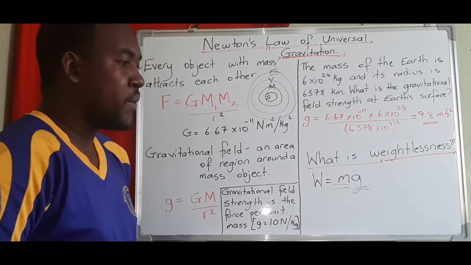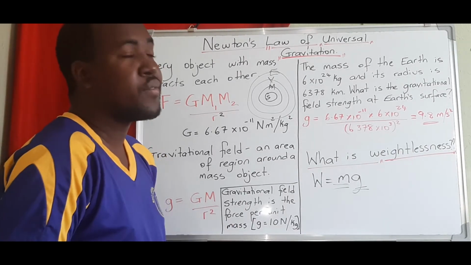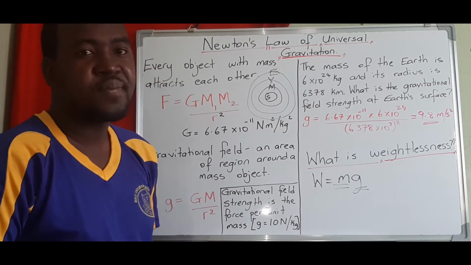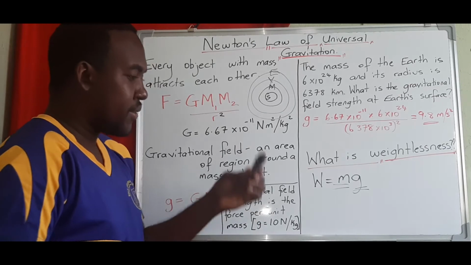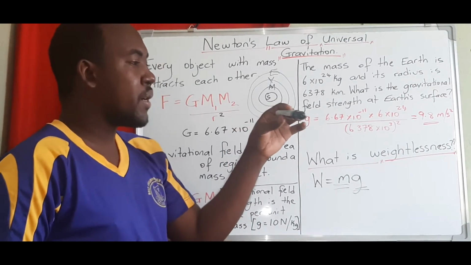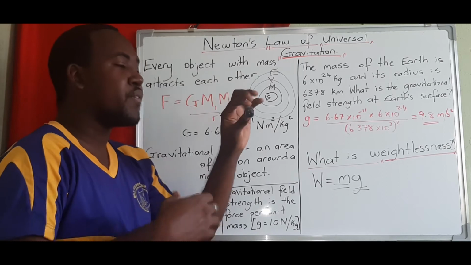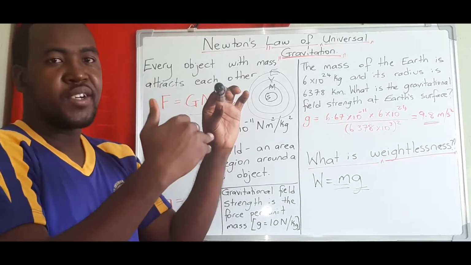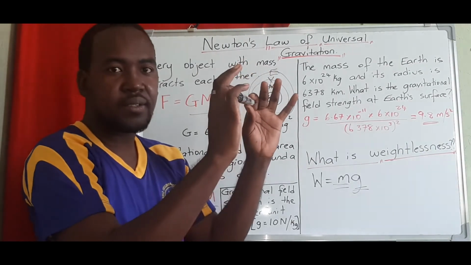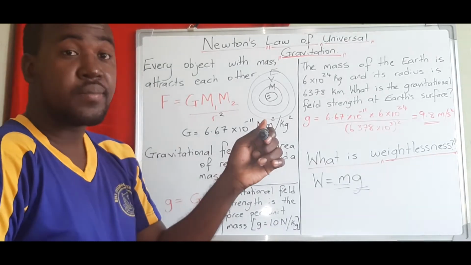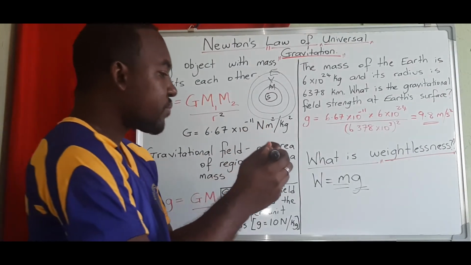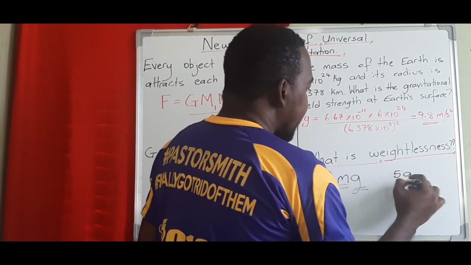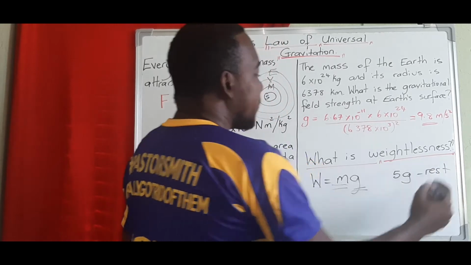Now let's examine this: you are in an elevator, and you have a balance. You're measuring a marker on the balance while the elevator is steady. When the elevator is not moving, you're going to get the true reading of the weight of your marker. Let's say this marker is 5 grams. That's when the elevator is at rest.